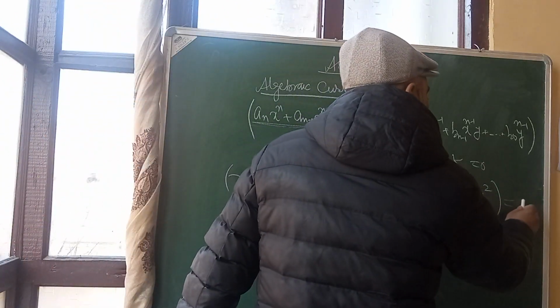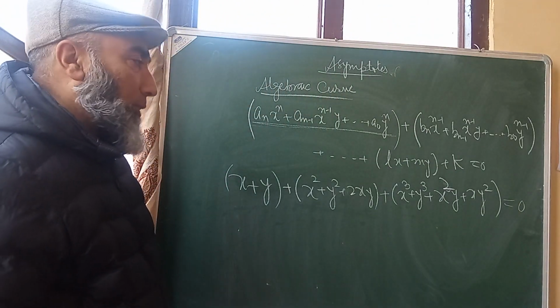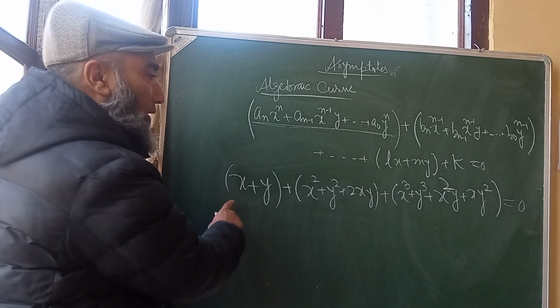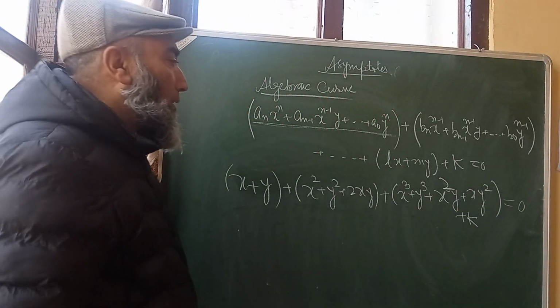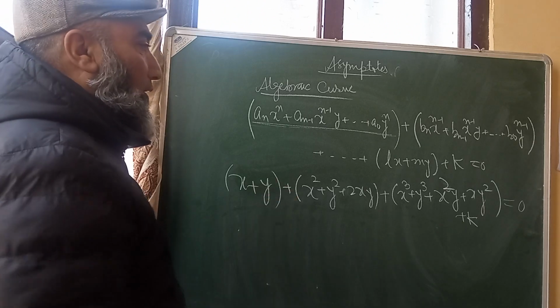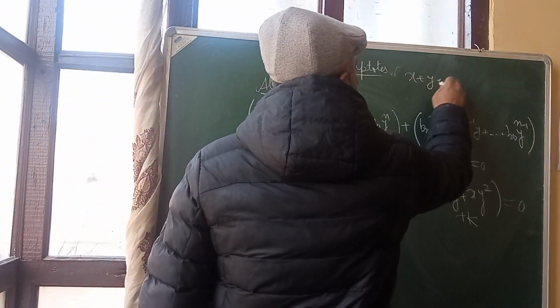So these kinds of equations are known as algebraic equations. You can see from this, plus some constant, you can always write. If there is no constant, it doesn't matter, but then it does contain a constant also. Say x plus y plus 5 equal to 0.